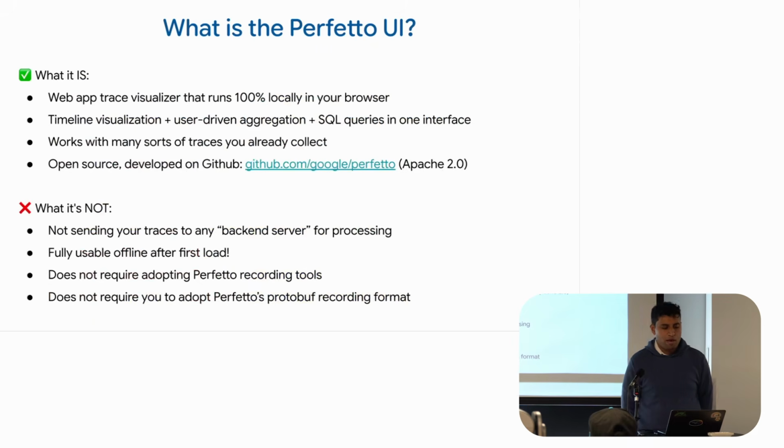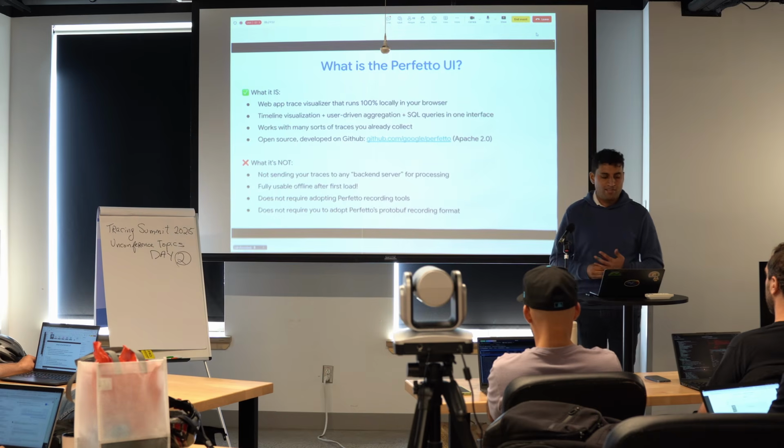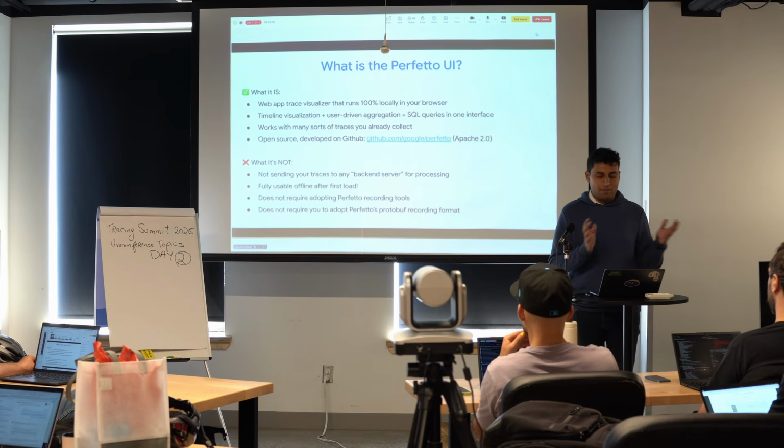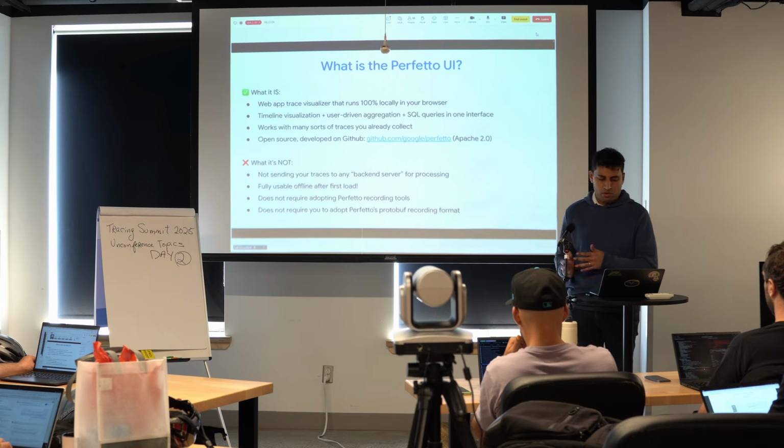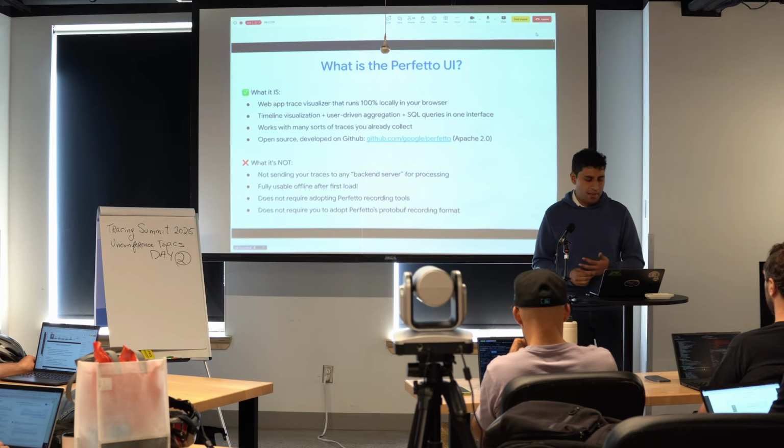The Perfetto UI is fundamentally a web-based trace visualization which runs 100% locally in your browser. It's a combination of timeline visualization, user-driven aggregation and operations, and SQL queries, all in one interface. And as I said, because it has the trace processor as a backend, it works with a bunch of different trace formats, and it's open source and developed on GitHub. Recently, at the start of this year, we moved our whole development to GitHub. In the past, we used to develop in Android, and GitHub was a mirror. That's no longer the case. GitHub is actually where we develop, take pull requests, etc. at this point.